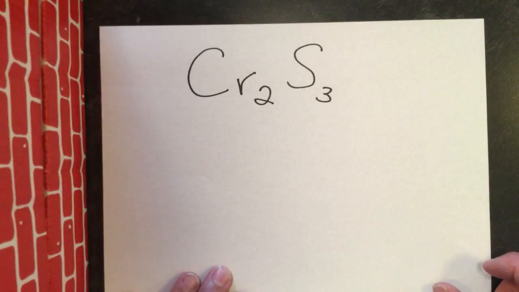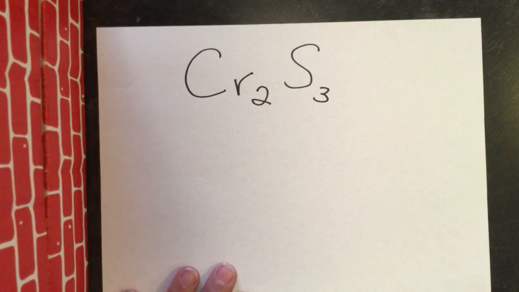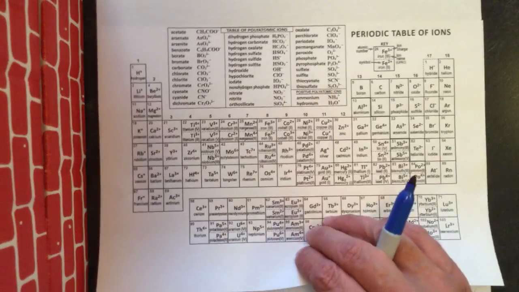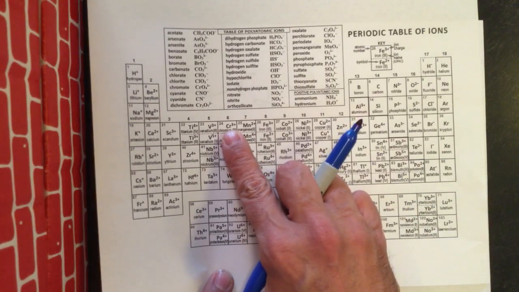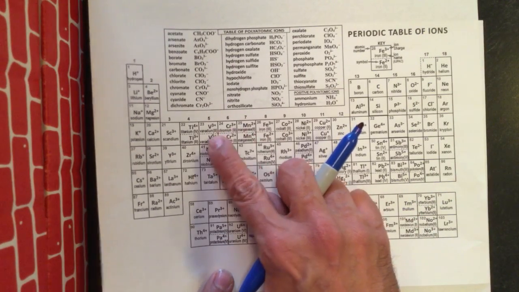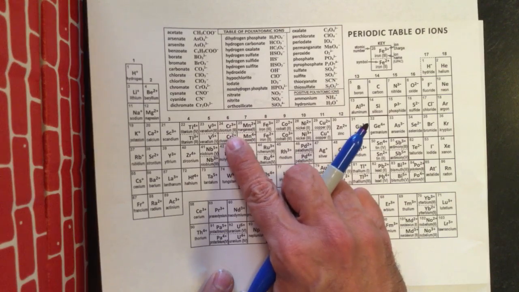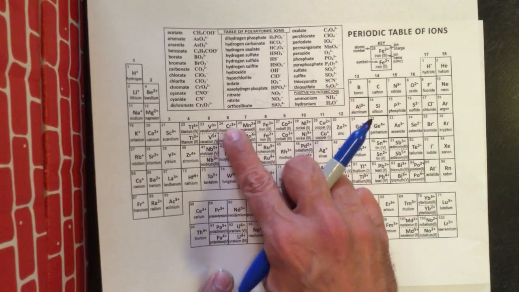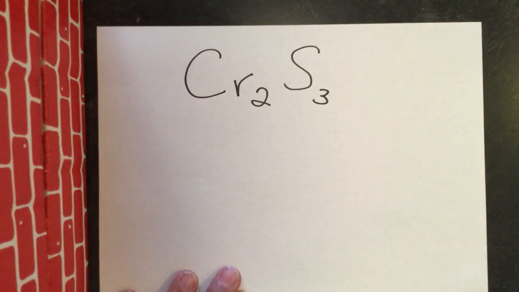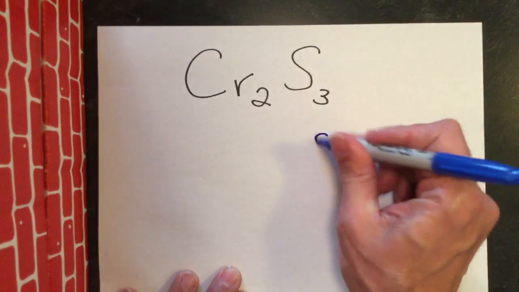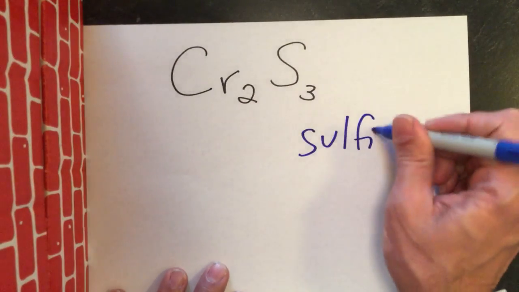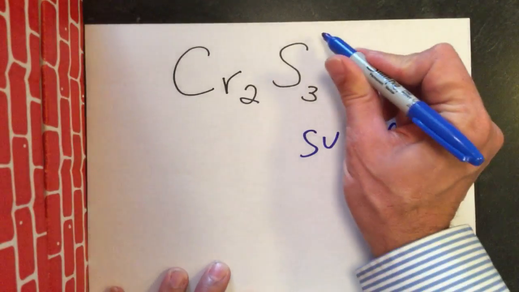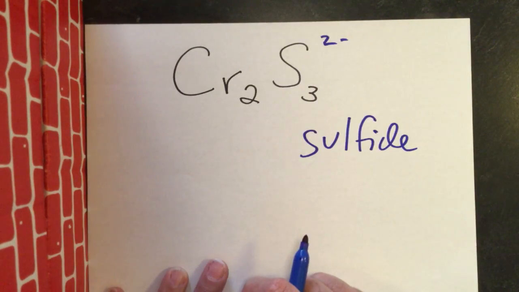Oh, look at this puppy. Cr2S3. Okay, Cr. What the heck is that? Oh, it's chromium. There it is again. Sometimes Cr is 3+, chromium 3. Sometimes it's Cr2+, chromium 2. Which chromium is it? Well, I know S is called sulfide, and I know sulfide is a 2- charge.